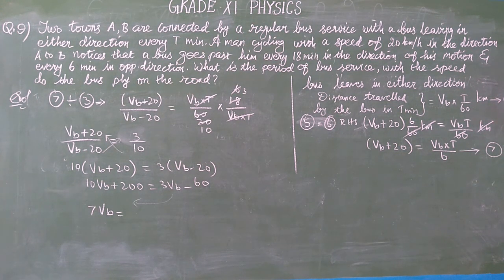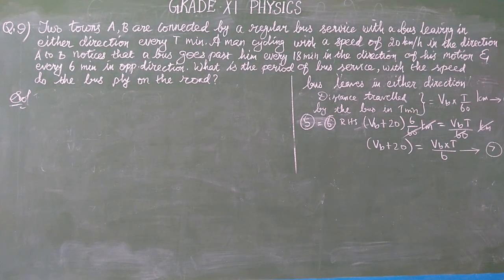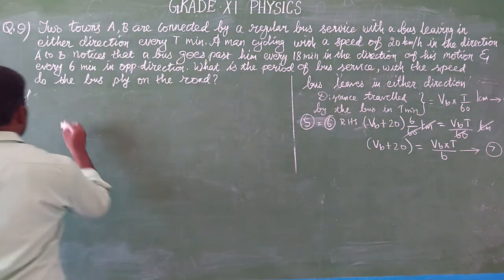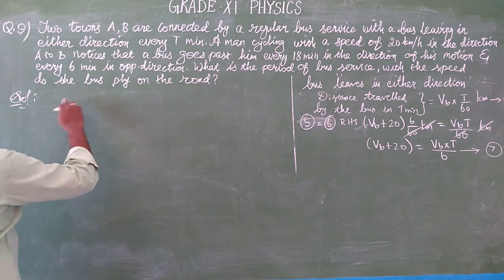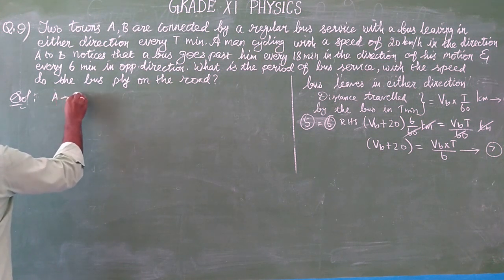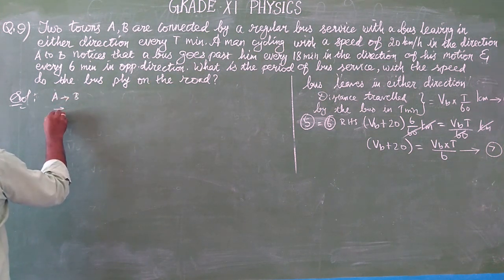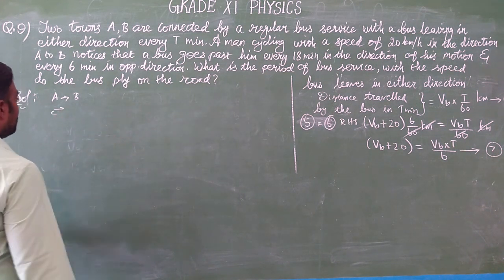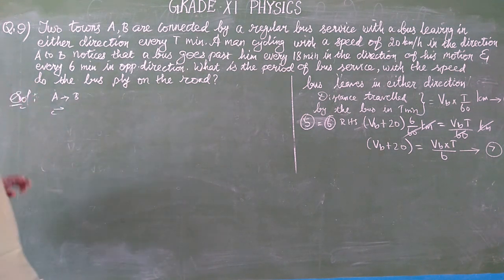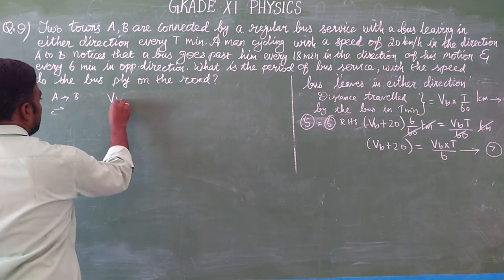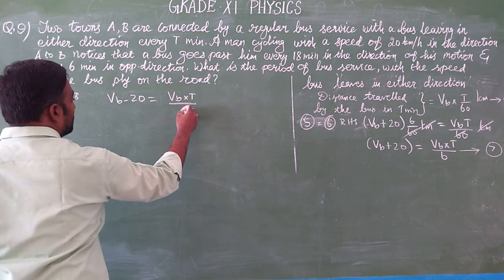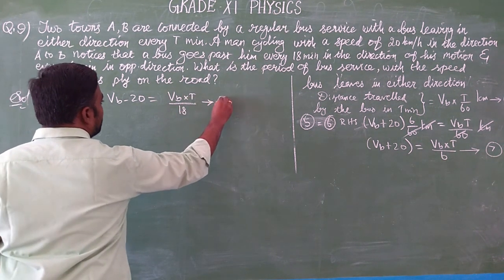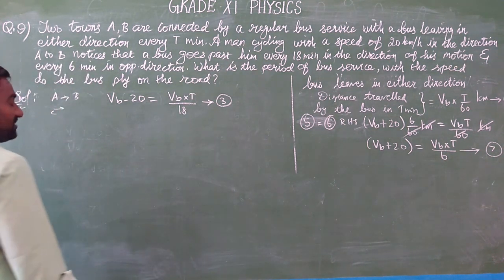There is some change, wait. Know that already in the third equation, where the cyclist is moving in the direction of the buses, the bus is moving from town A to B. So when the cyclist is moving in the direction of the buses from A to B, we already found the equation, that is VB minus 20 is equal to VB into T by 18. This is equation number 3. And equation 7 also we know.